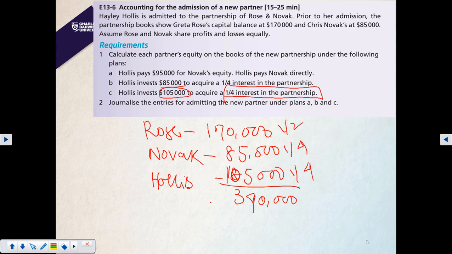How much? 90,000, right? Okay. That means in the balance sheet I will be writing definitely her capital is going to be how much? 90,000. Is that correct? The problem is the total. Okay, now add this: 90 plus 85 plus 170. How much is this? Can you give me the answer? 90 plus 85 plus 170.